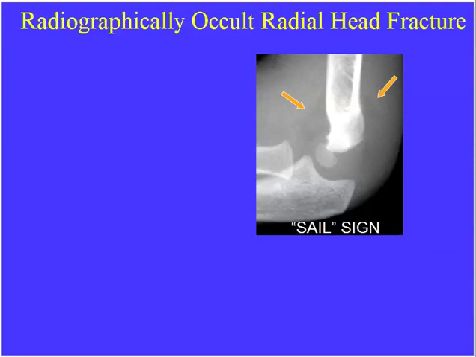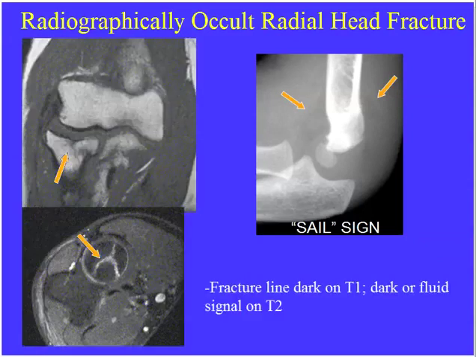The sail sign is something that they have reviewed on a couple different occasions, and this just represents a large effusion within the elbow. And of course, in an adult, the most likely thing is an occult radial head fracture, whereas in a child, the most likely diagnosis is going to be an occult supracondylar fracture.